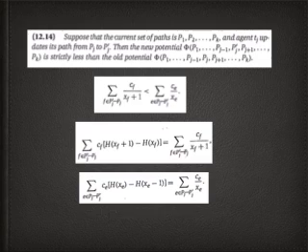12.14. Suppose that the current set of paths is P1, P2, P3 until Pk, and agent Tj updates its path from Pj to Pj prime. Then the new potential phi of P1, P2, P3 until Pj minus 1, Pj prime, Pj plus 1, Pj plus 2, and so on until Pk is strictly less than the old potential phi of P1, P2, P3 until Pj minus 1, Pj, Pj plus 1, and so on until Pk.